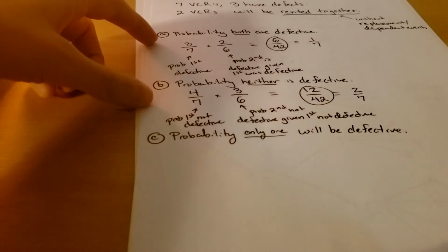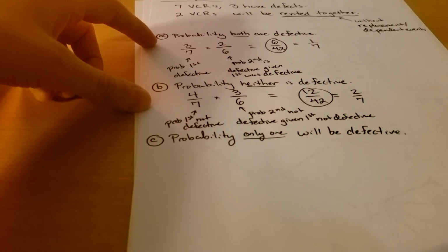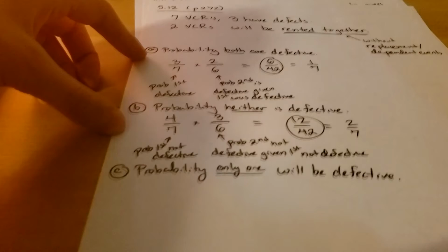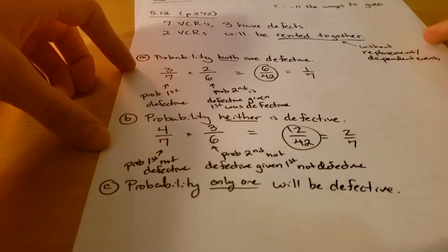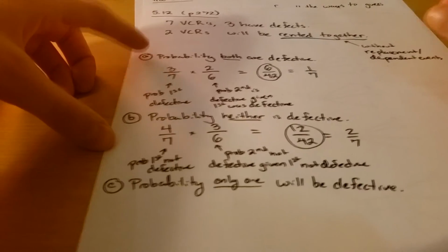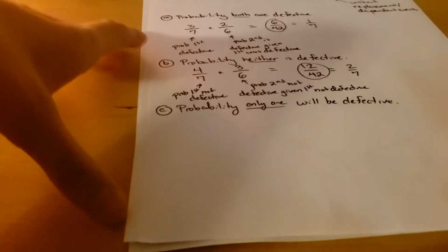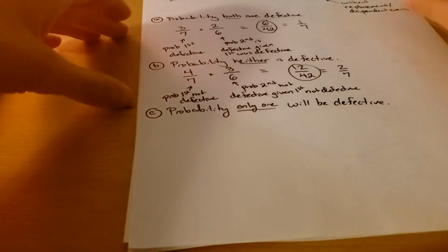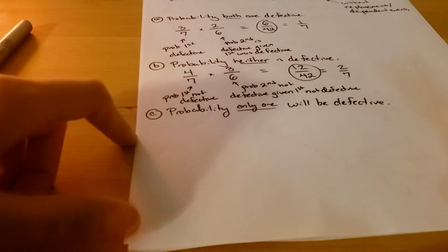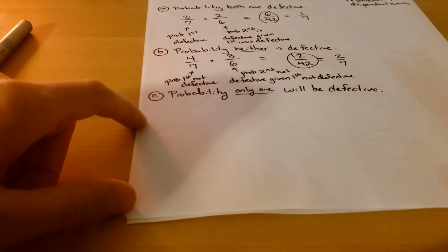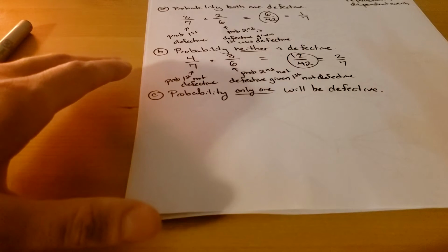Most people were okay with this. The only big mistake I saw a lot of people make here was confusing whether this problem was dealing with replacement or without replacement, or whether they were independent events or dependent events. Now, a lot of people, even some of you who understood that these were dependent events, had some problems here. So what we have to do here is consider a couple of different cases.